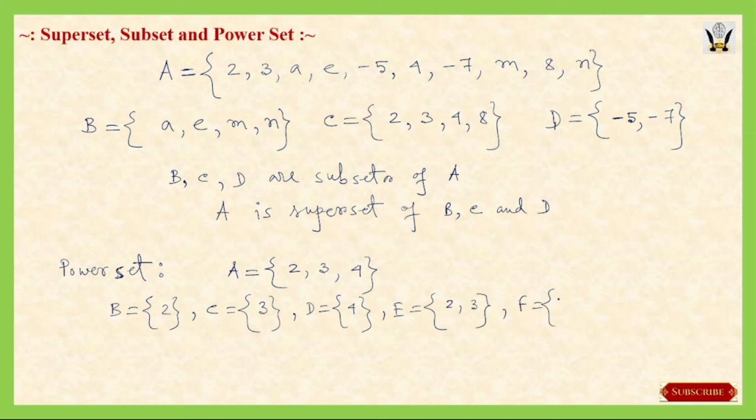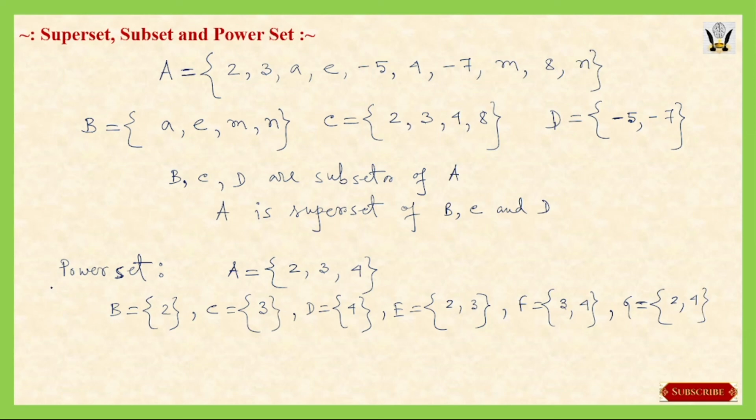can have two elements, so that could be 3 comma 4, and then another subset may again have two elements, and that combination could be 2 comma 4. So earlier we have considered 2 comma 3, then 3 comma 4, and this time it is 2 comma 4. So these are all the possibilities of subsets of this given set.